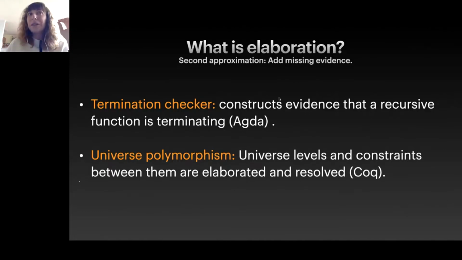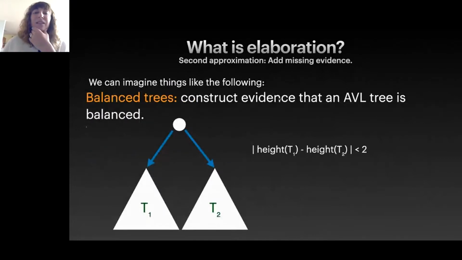So these are the commonly known examples that you're probably familiar with, but maybe we could go a step further. Adding missing evidence is not just for the termination checker and universe polymorphism. We can also imagine things like the following. We could want to have balanced trees, like AVL trees, for example. For AVL trees, we know that they're balanced so that the difference of the height of the subtrees is at most 1. So we could imagine a smart constructor for such balanced trees, where we would give it the subtrees, and the constructor would check that this condition holds, and again add missing evidence, so elaborate this construction with the evidence that this is indeed a balanced tree.